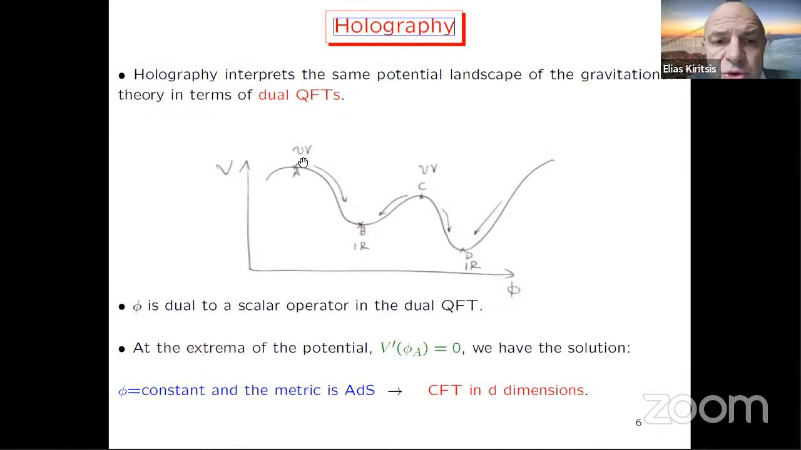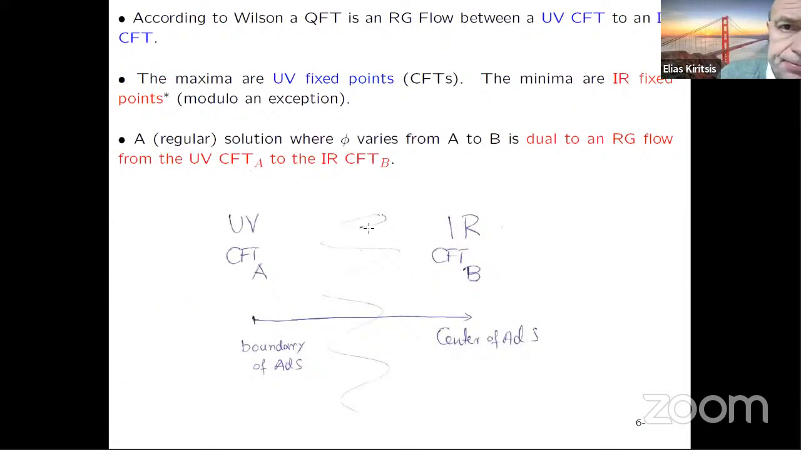And then solutions which start at this maximum and go to this minimum could correspond to renormalization group flows, to QFTs, that is renormalization group flows where you have some UV CFT that eventually flows into an infrared CFT. Therefore, extrema are CFTs, and in fact, when one is sitting at any extremum, the metric would be AdS. So that's well known.